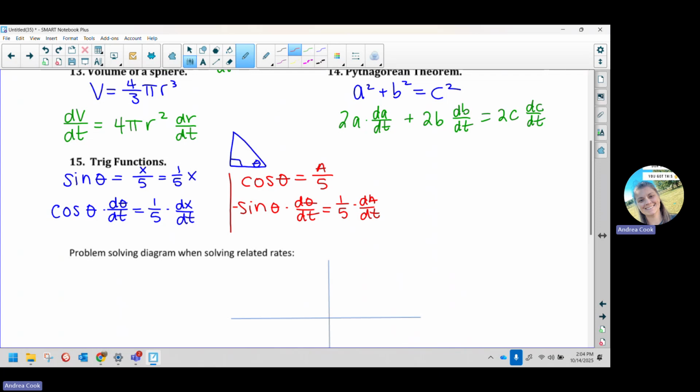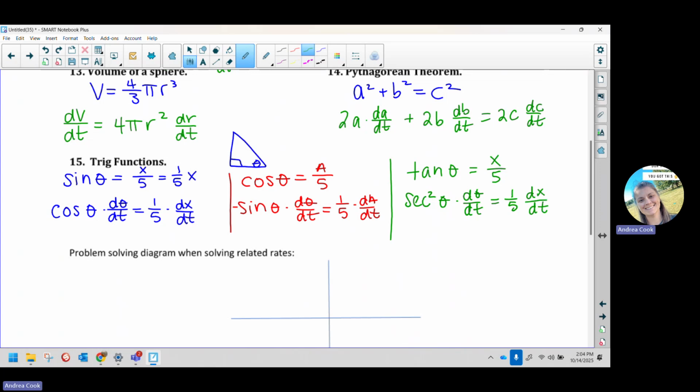And the last trig function that we use is tangent. Tangent is opposite over adjacent. So I'm going to say x over 5. We're just making something up, just so you understand how to find the derivative. Derivative of tangent, secant squared theta times d theta over dt equals 1/5 dx over dt.